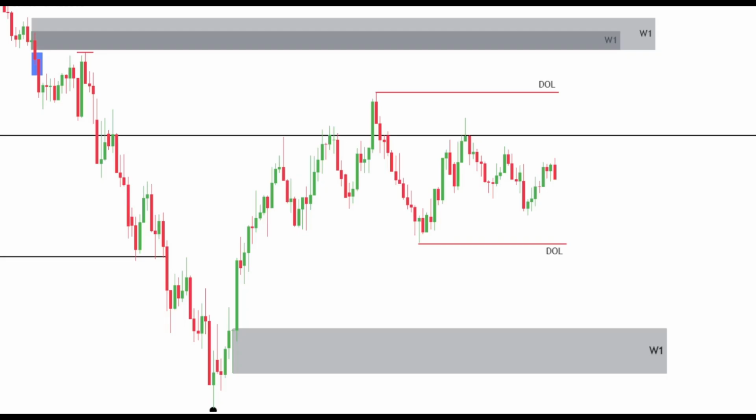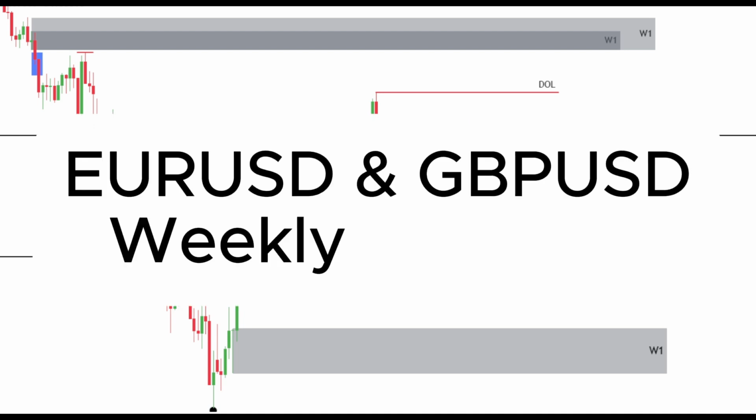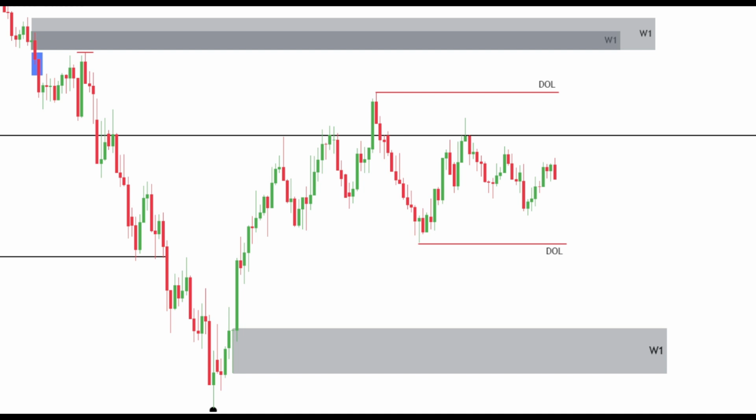Right, traders, welcome back to a regular weekly outlook on the euro dollar and the pound dollar. So this is Euro USD and GBP USD. So here we are on the weekly time frame for euro dollar. And what do we see over here right away, right?